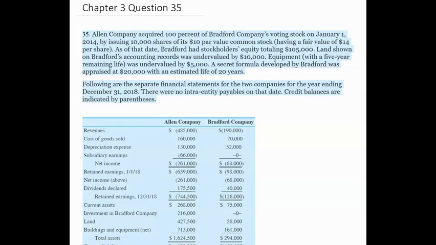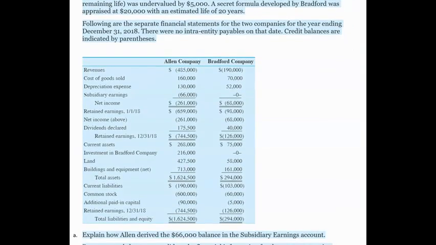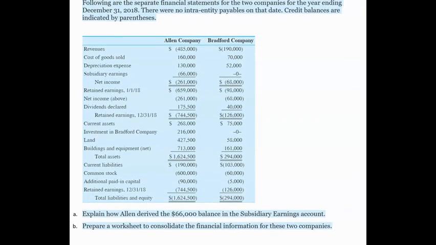Following are the separate financial statements for the two companies for the year ending December 31st of 2018. Okay, so the acquisition happened at the beginning of 2014. Now it's 2018, so that means 5 years have passed. And there were no intra-entity payables on that date. Credit balances are indicated by parentheses. Okay, so this is the two companies' financial data, and there are two questions.